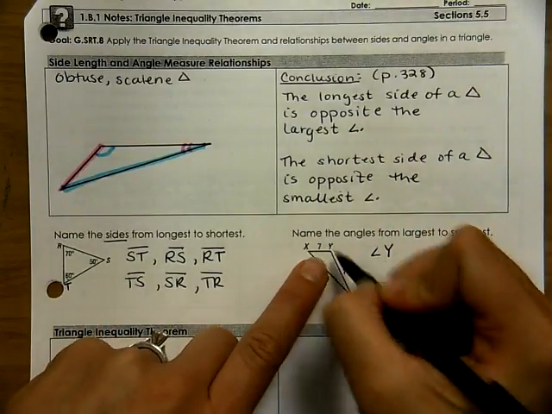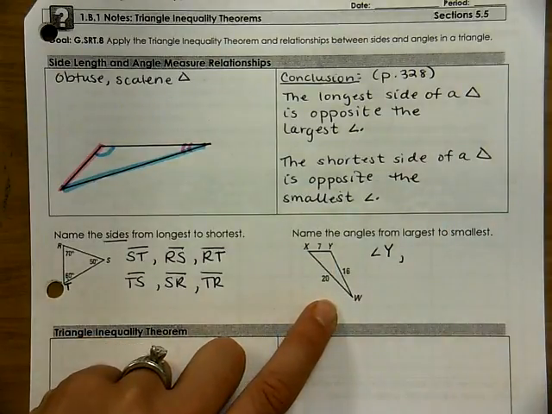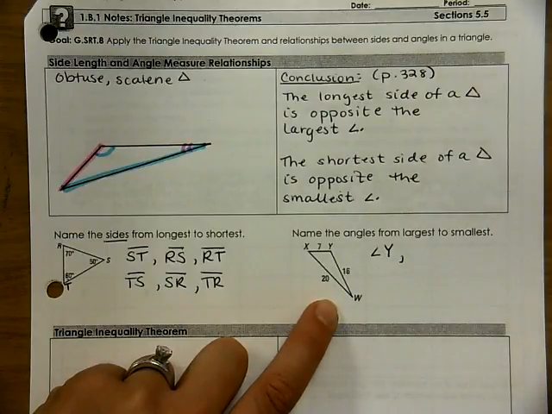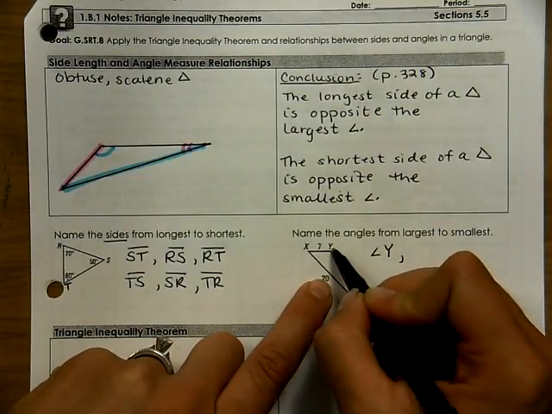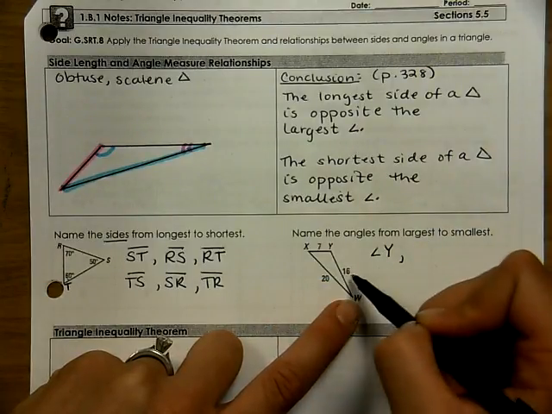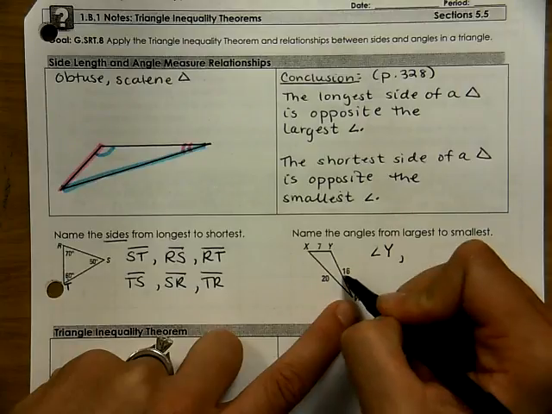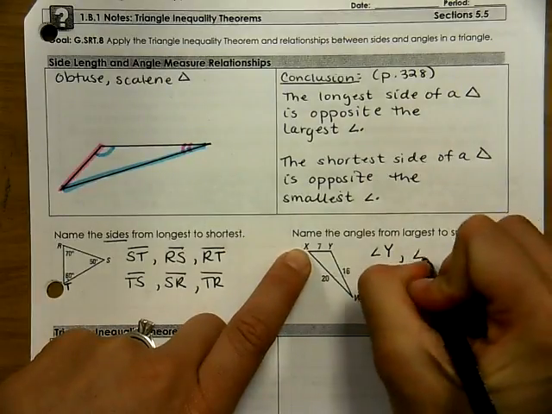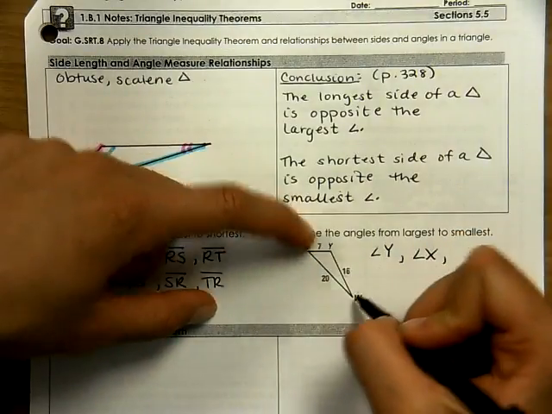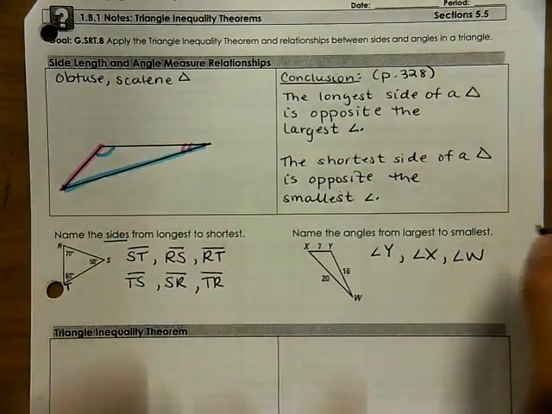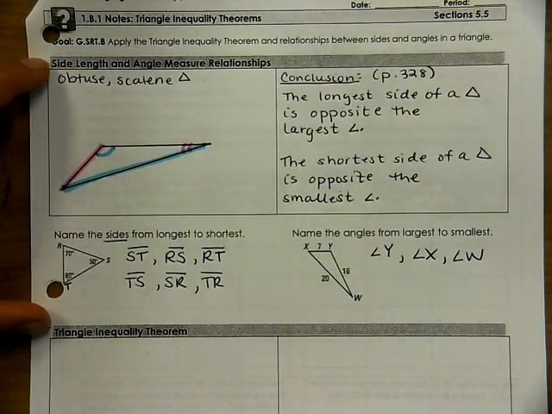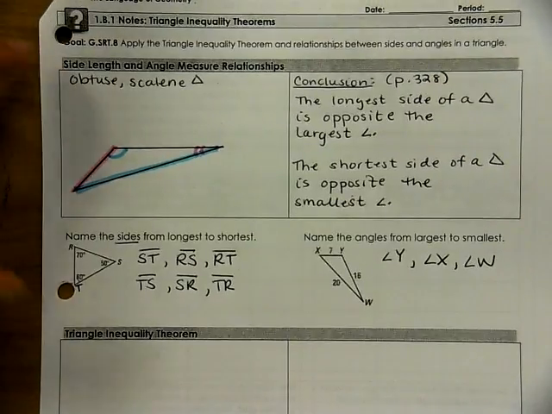Now I could name it angle XYW, but I like to write things as efficiently as possible, so because there's only one angle that has Y as a vertex, I can just name it angle Y. So this was the longest side, so Y will be the largest angle. The next longest side would be YW at 16, so opposite that would be angle X, and then the smallest side would be XY, so the angle opposite that would be angle W. And there you go. That is the first side length and angle measure relationship that we would like to study in this class.